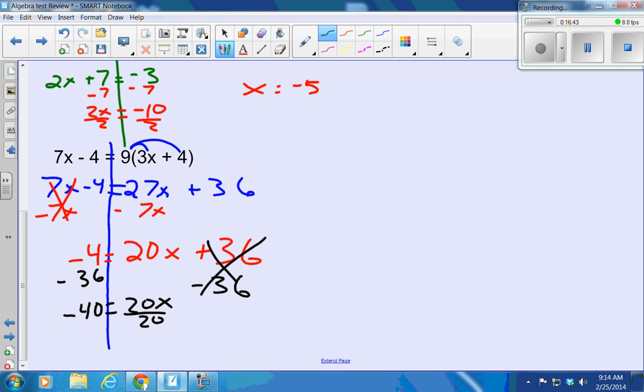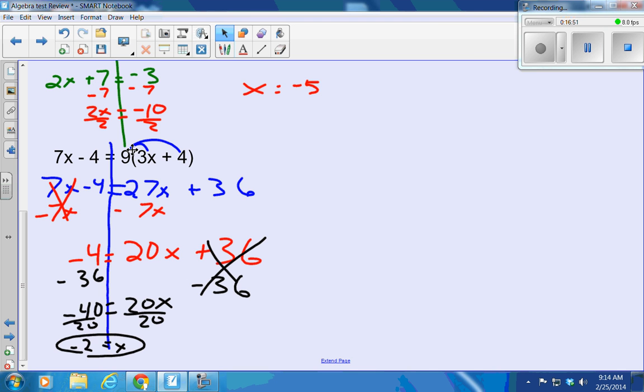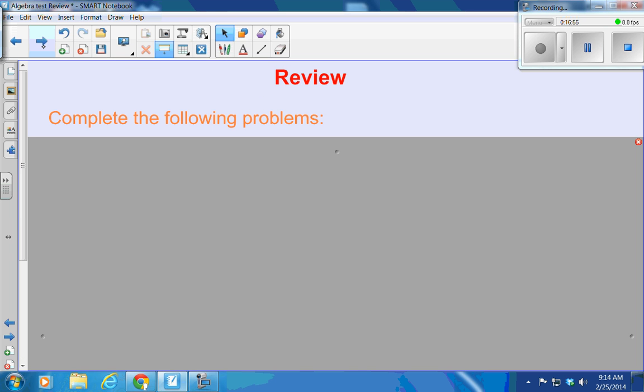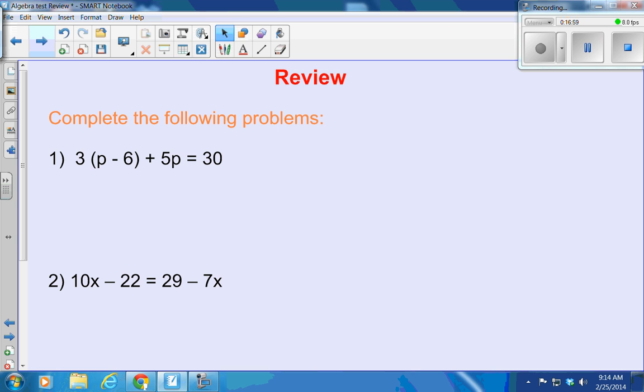Divide by 20, divide by 20, that is negative 2 equals x. If you can do that one on your own, you are extremely prepared for this test, and you will be good to go. The last part of this review is a compilation of everything. So I am going to have you complete these two problems. These are two extremely challenging problems. If you can do these problems, I've already said it, but you're good. Try these last two, and then you are done with this review.